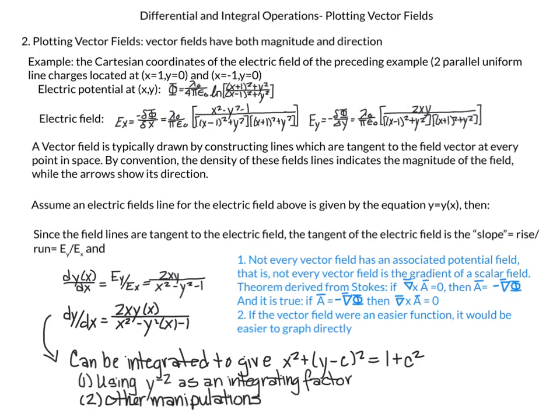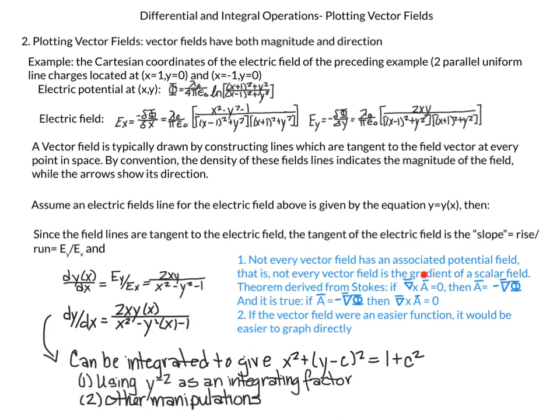There are two motivations to take another look at plotting vector fields. The first one is here. Not every vector field has an associated potential field. That is, not every vector field is the gradient of a scalar field. Here, we took advantage of the fact that the electric field is the gradient of the electric potential. But when we talked about Stokes, we had seen this other theorem that said that if the curl of A is equal to 0, then A is equal to the gradient of a scalar field. And it also turns out that if A is the gradient of a scalar field, then the curl of A is equal to 0. So these two things are equivalent.